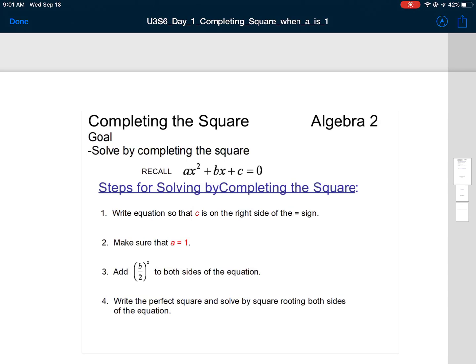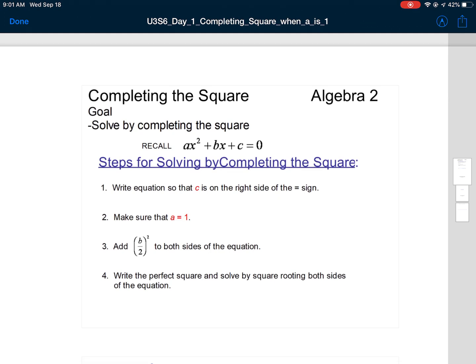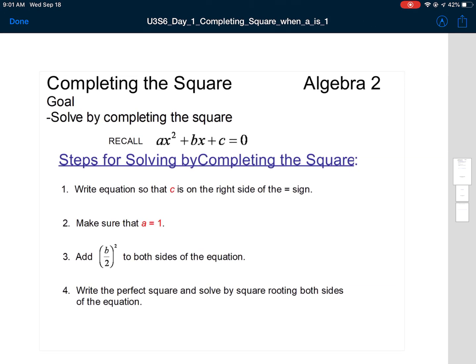Completing the square. So we're on to another way to solve a quadratic. There are many ways, so I just want to review a little bit what it means to complete the square. I'll do a little bit of side work here too. But what we're going to do is write the equation such that C is on the right side of the equal sign.